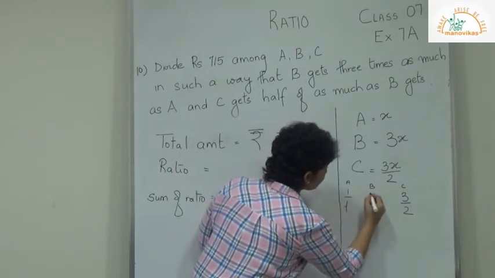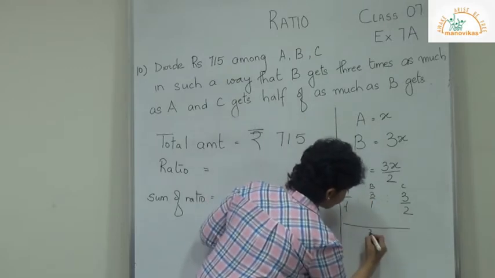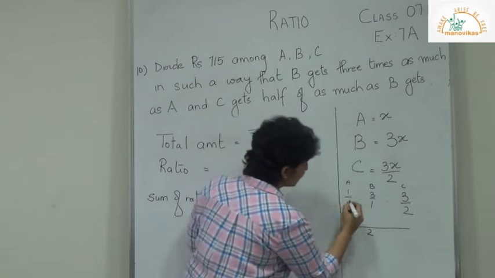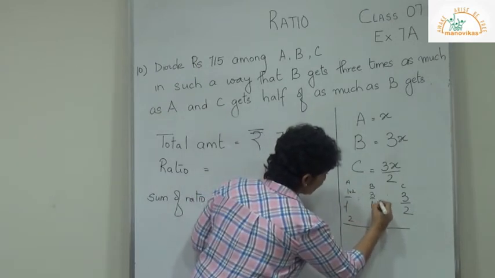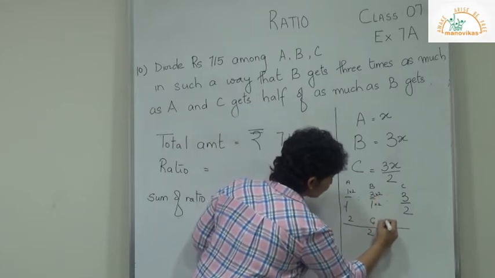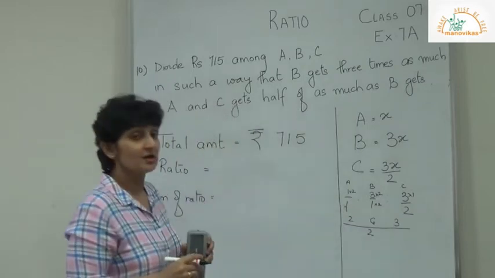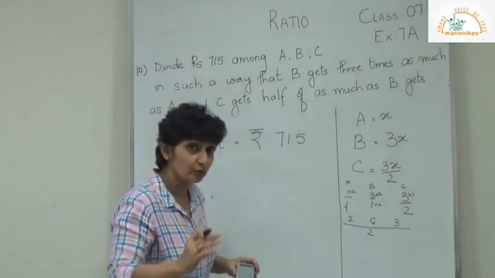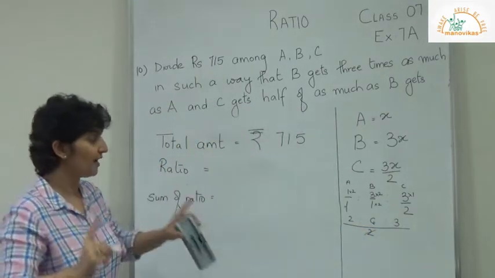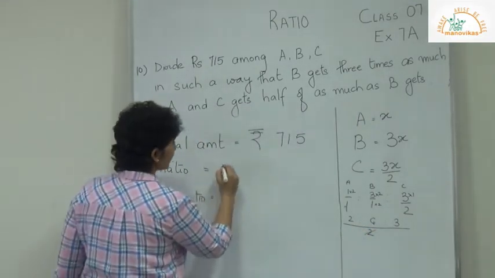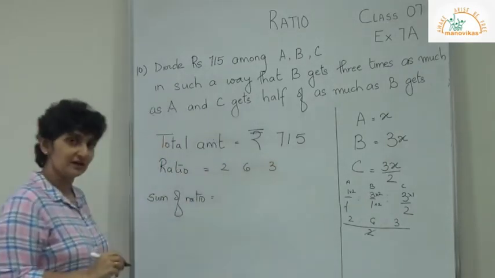This is 1, 3 upon 1. So when I find my LCM, I get 2. 1 goes 2 times, that is 2. Again 1 goes 2 times. 3 2s are 6. And 2 goes 1 time. So this is 6. I told you, ignore the denominator. So I have managed to find my ratio. What is that? 2 is to 6 is to 3.